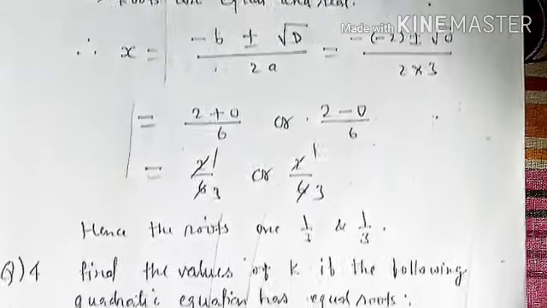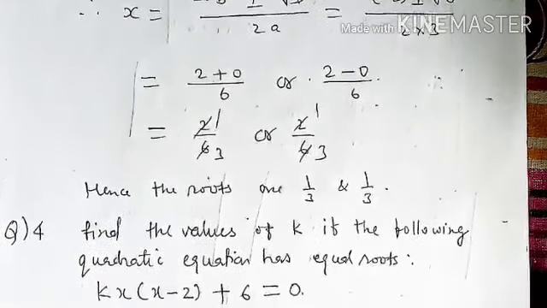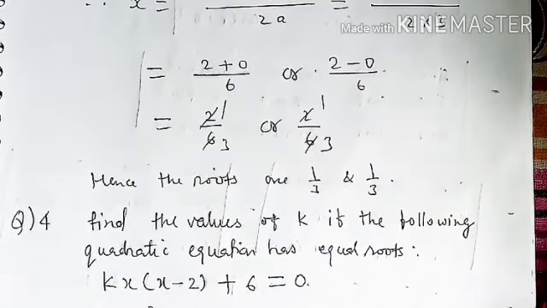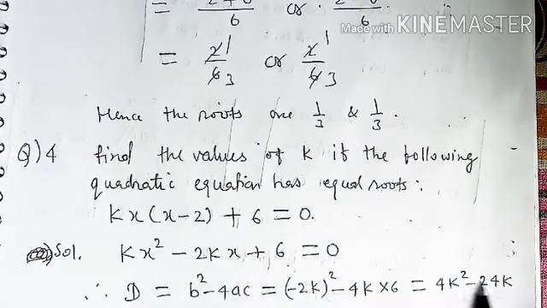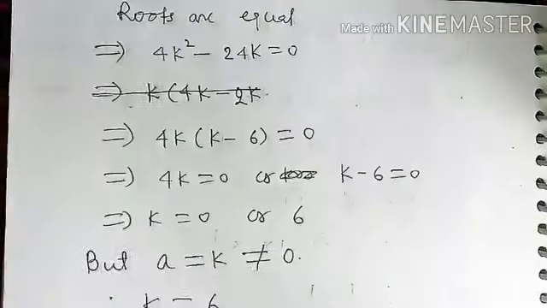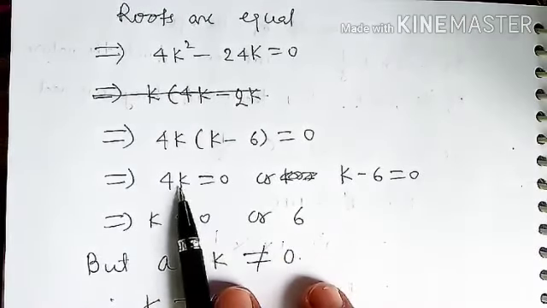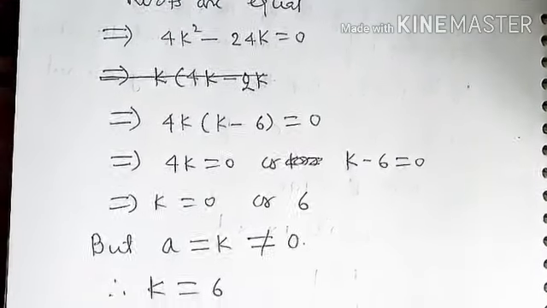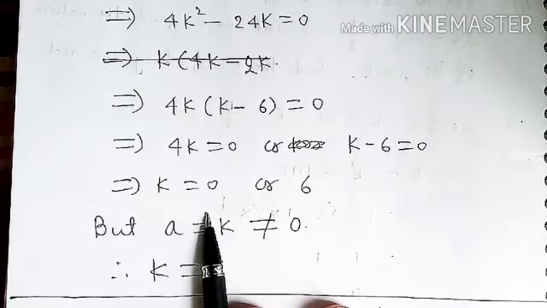Next question is, find the values of k in the following quadratic equation if it has equal roots. Then what is the way to do it? We have to find d, and we know that if roots are equal, then d is equal to 0. We get d is equal to 4k square minus 24k. Roots are equal, this implies that 4k square minus 24k is equal to 0. On taking 4k common, we have 4k is equal to 0 or k minus 6 is equal to 0. From here, we get k is equal to 0 or k is equal to 6. But a is k, so it cannot be 0 according to the definition of quadratic equation. So k is equal to 6.